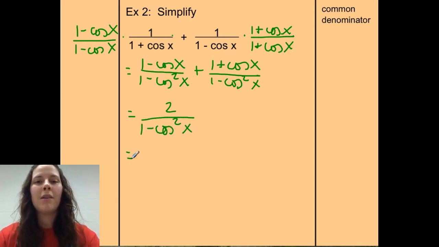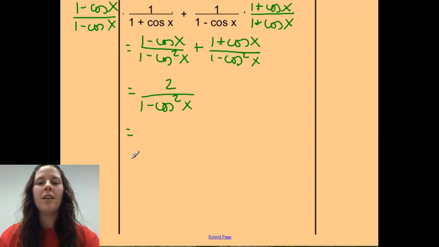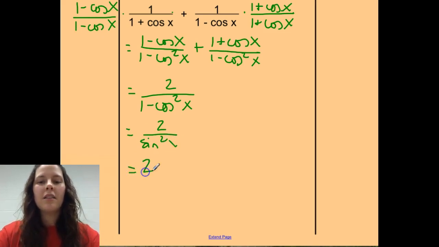This looks like it might be as much as we can do with this one, because we've got that 1 minus cosine squared in the denominator, and we can't use the reciprocal identity on that because it's not just the cosine. However, it is one of the Pythagorean identities. Sine squared plus cosine squared equals 1, so when you rearrange that, 1 minus cosine squared is sine squared, and the reciprocal of sine squared is cosecant squared.